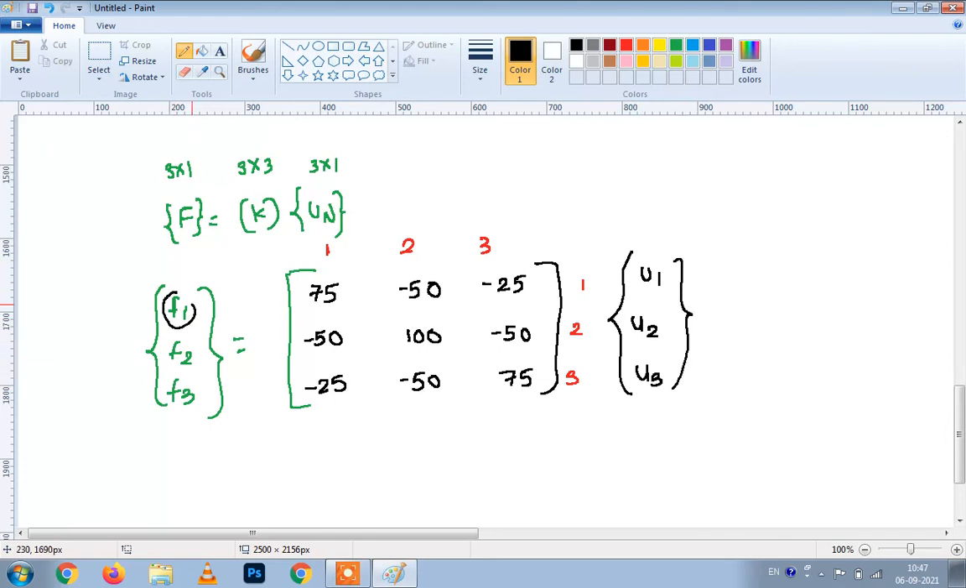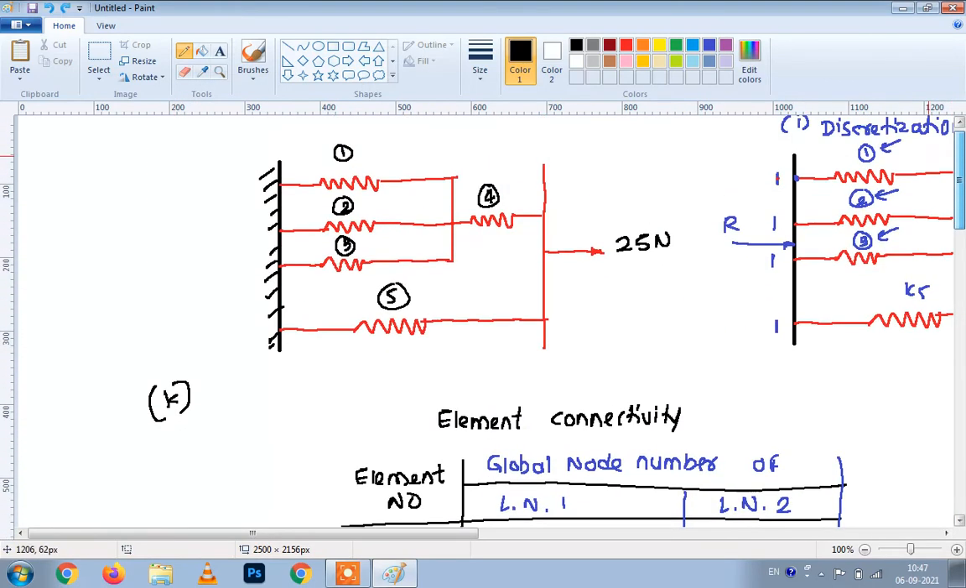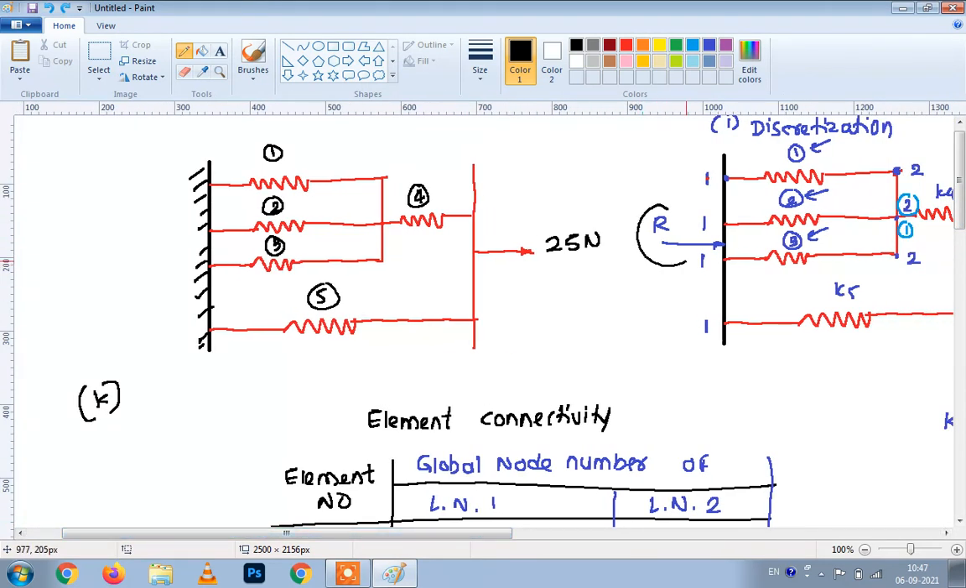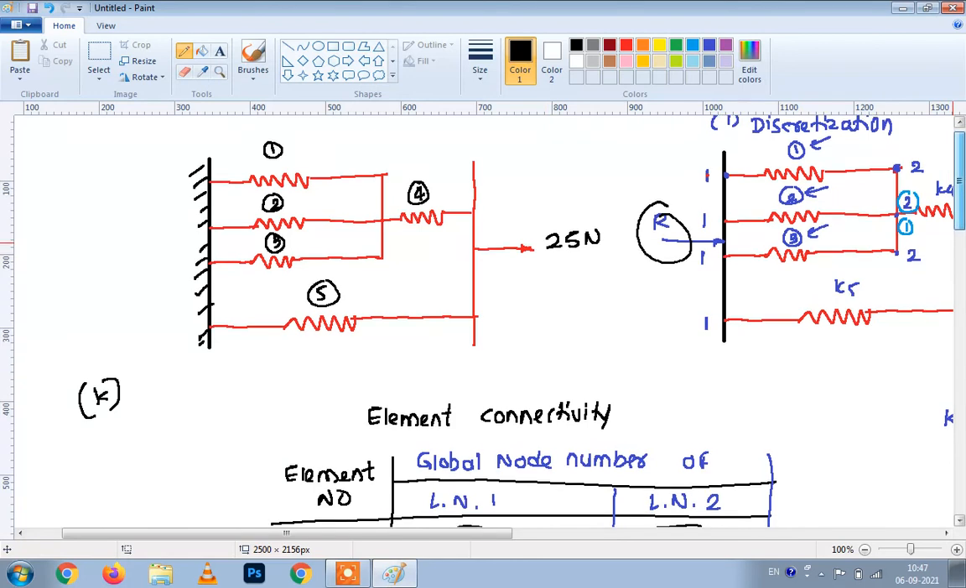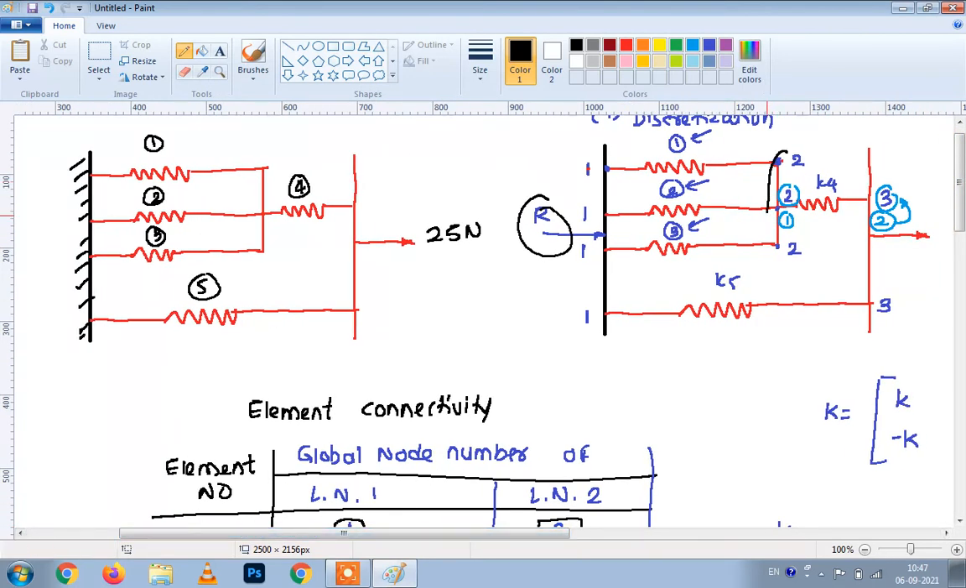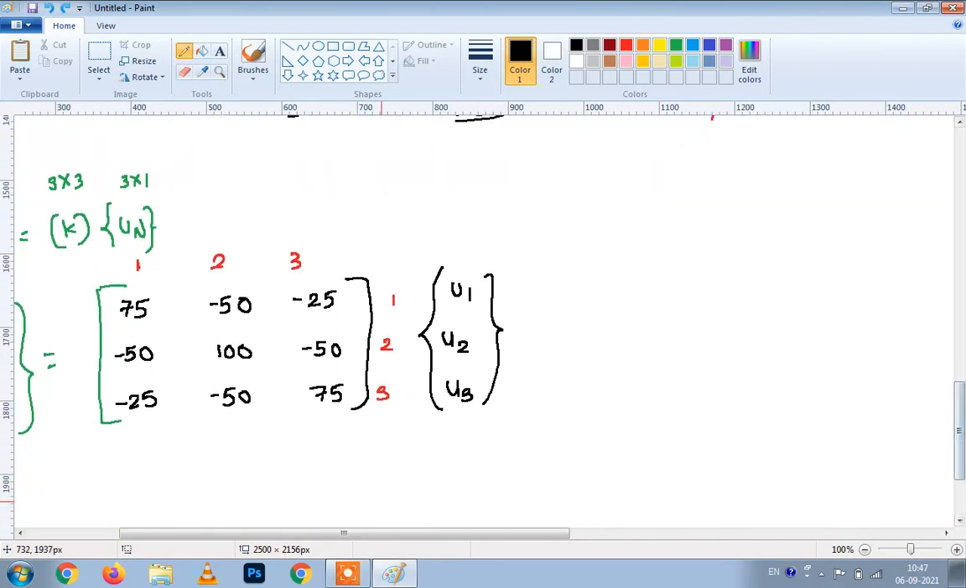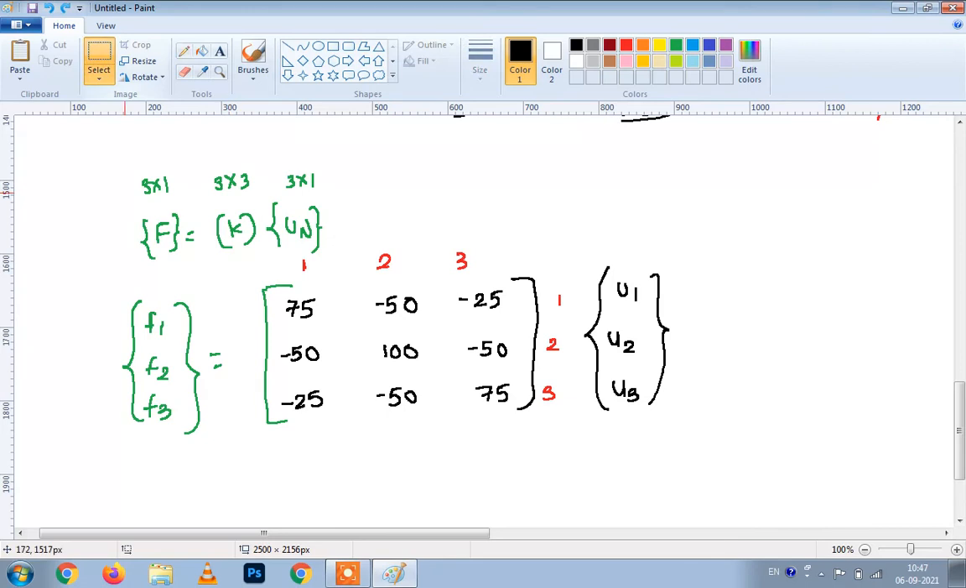Now we want to find out these values f1, f2, f3. We will put these values here. If you look at the figure of discretization, the force at f1 is nothing but r. There is no force given at node number 2, so it will be 0. And at node number 3 a force of 25 Newton is acting. So we will put these values in this equation: this value will be r, no force at node number 2, and at node number 3 the force is 25.